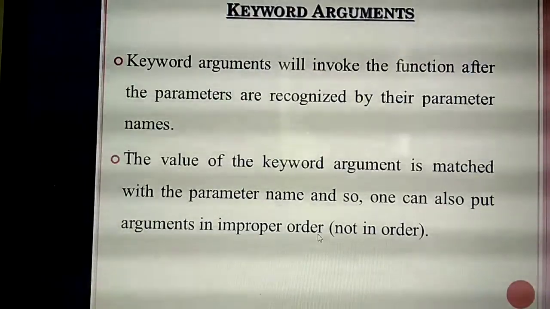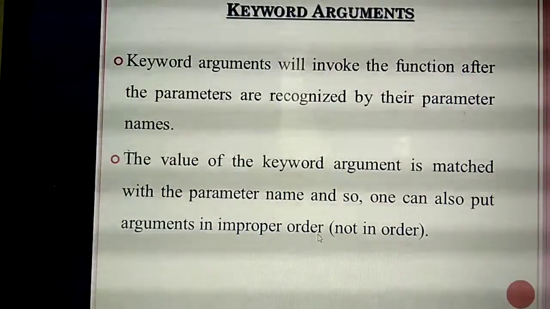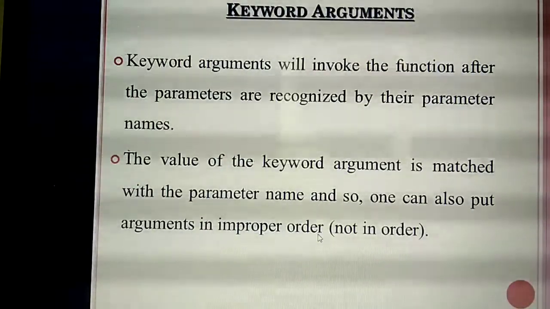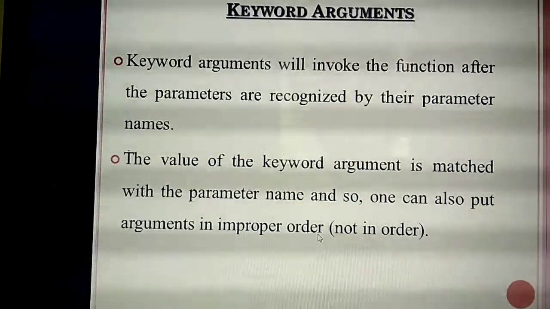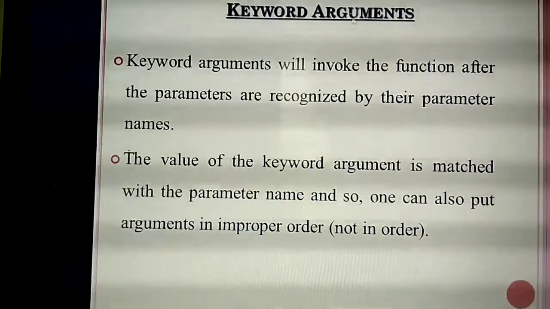But in required arguments, what have you studied? In correct positional order, I said. So think about the first example, W into H. First value will be assigned to W, second value assigned to H. They need to be in correct positional order. But in keyword arguments, no need to assign the values in correct positional order. Improper order also you can assign. Okay.